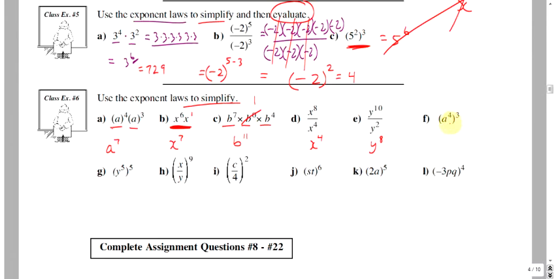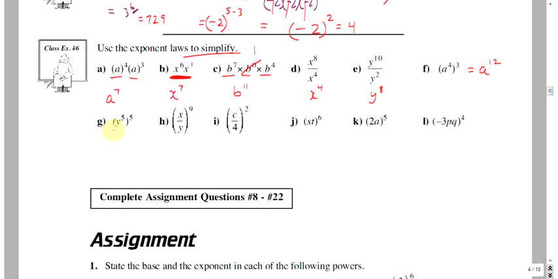Power raised to another power. Don't add them, you multiply. Okay. Power raised to another power. 25, not 10. Okay. Does this 9 apply to the x or to the y or both? Both. Everything in the brackets. Everything in the brackets.